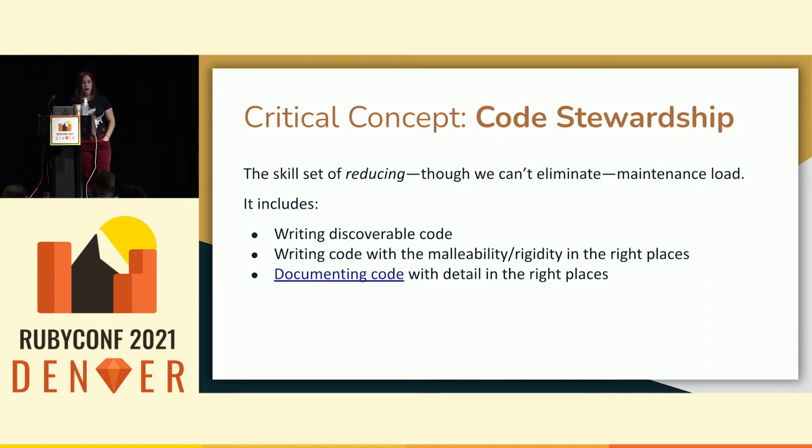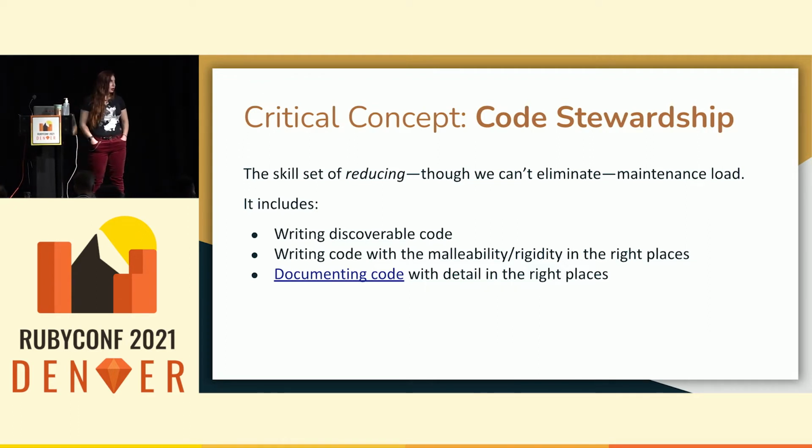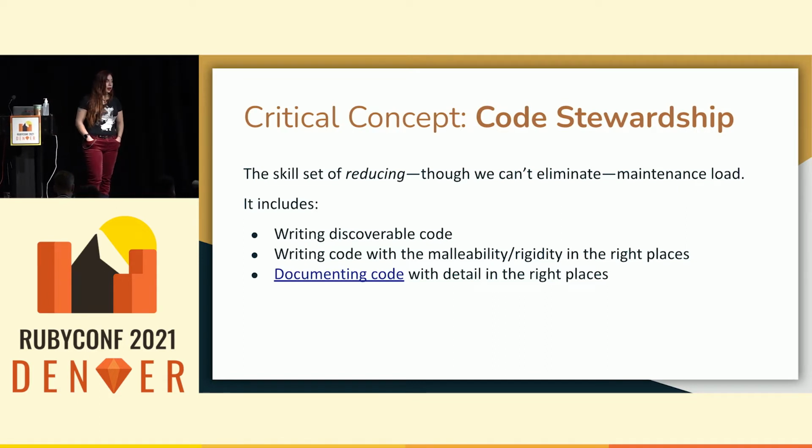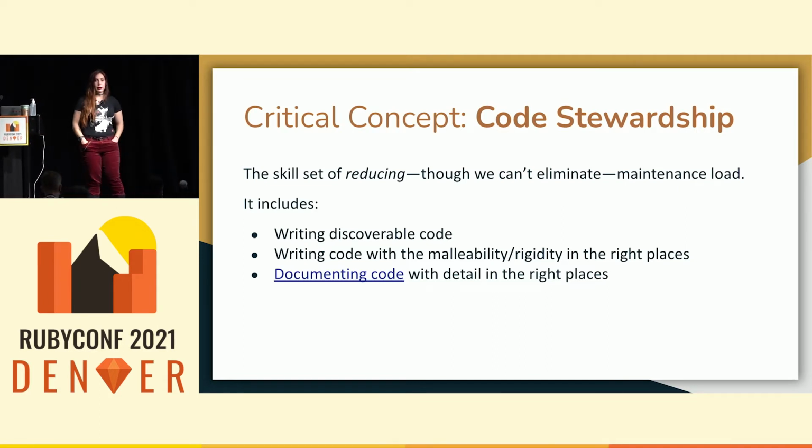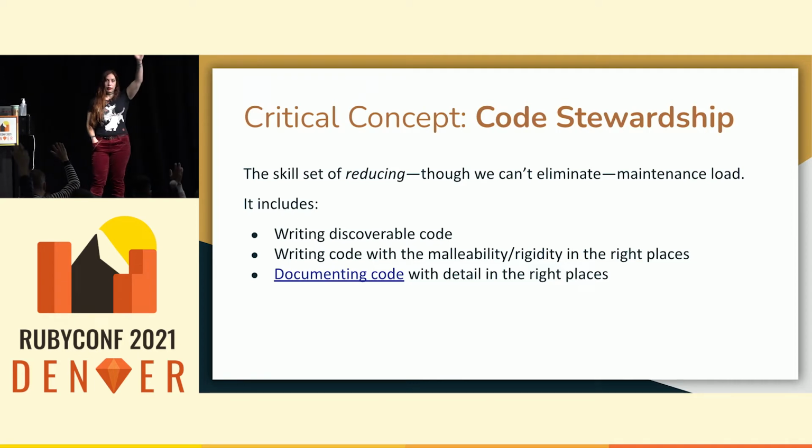Another example of code stewardship might be documenting code with detail in the right places. Show of hands, who's read documentation that did not help you figure out how to use the library you were trying? Yeah, it's most of it. And it's not entirely programming teams' fault.